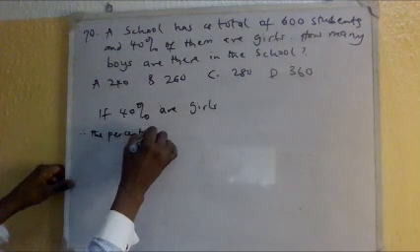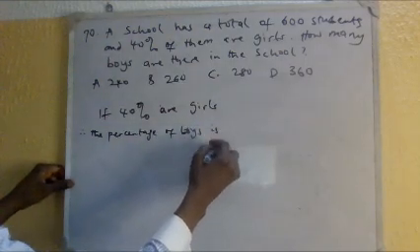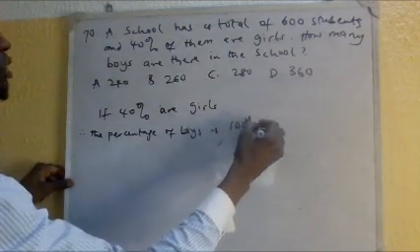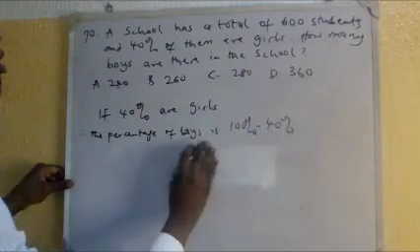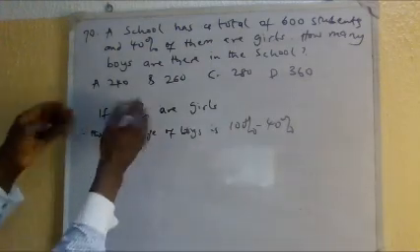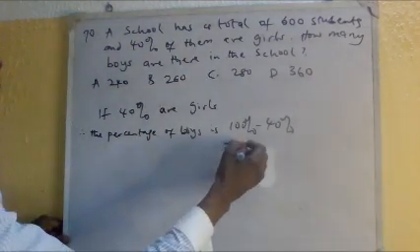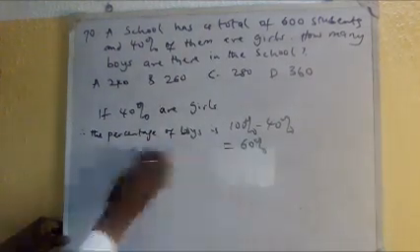is 100% minus 40%, because there's only 100% in percentage. So if you have 40% girls, that means the other ones will be boys. So it's going to be 60%. So 60% of the gender there is boys. So I will now get 60% of this.